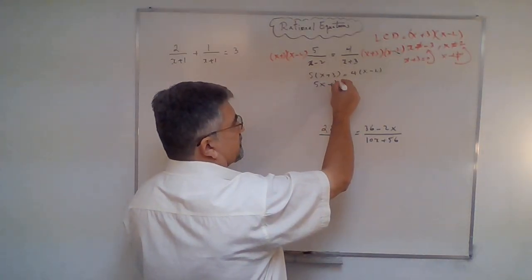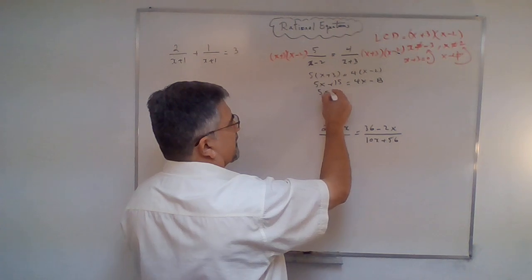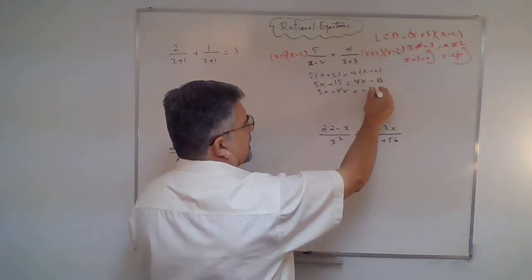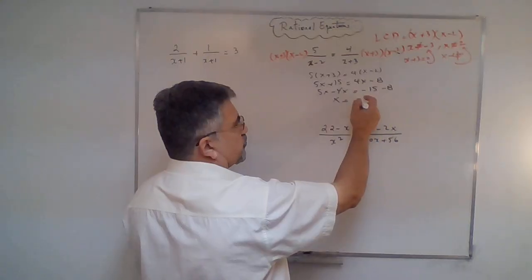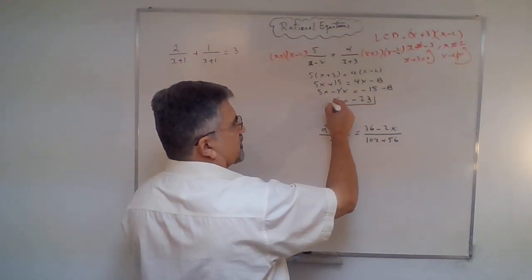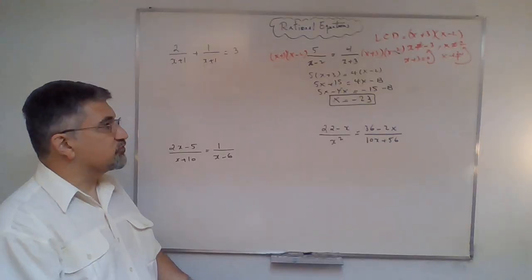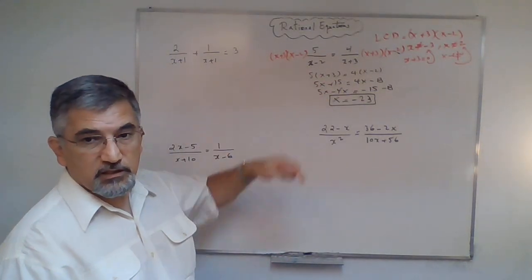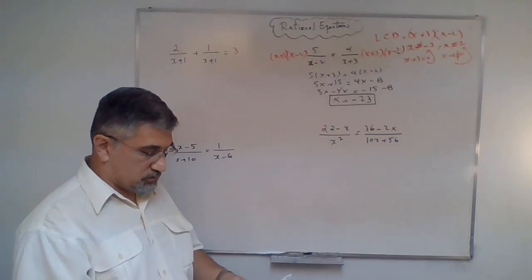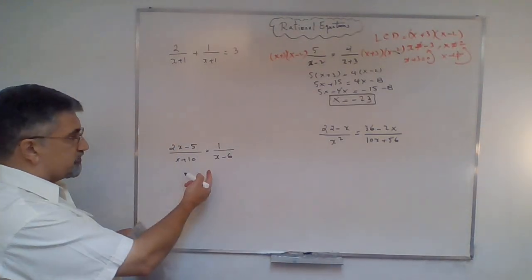This is 5x plus 15 equals 4x minus 8. So we have 5x minus 4x equals negative 15 minus 8. So that would be negative 23. So we solved the equation. We got the final answer, x equals negative 23. So in only 2-3 lines, you can solve the rational equation.